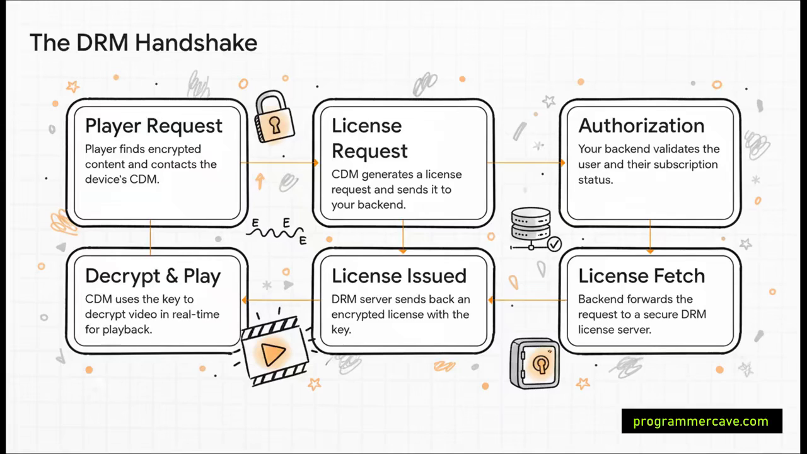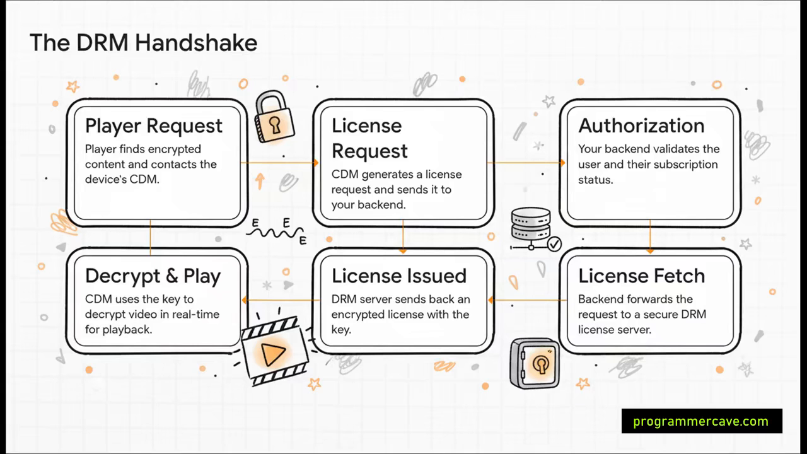Your backend checks the user's JWT keycard and makes sure they're a subscriber. If everything looks good, it forwards that request to a special DRM server. That server sends back a license with the decryption key, but it's locked in a way that only that specific CDM can open it. Finally, the CDM uses that key to decrypt the video, in real time as you watch. And here's the key. A decrypted, copyable video file never ever gets saved to your device.